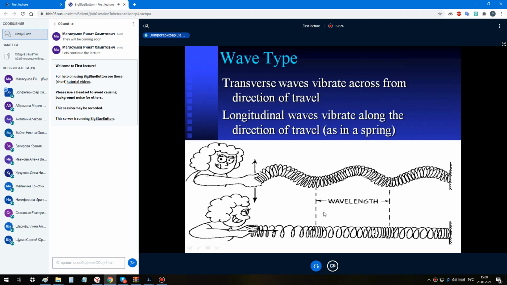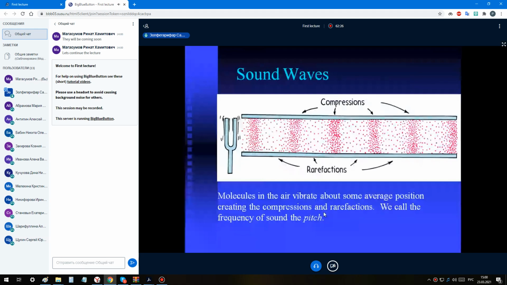Also, you can see the schematic shape of sound waves as compressions and rarefactions in this slide. The molecules in the air vibrate about some average position, creating the compressions and rarefactions. We call the frequency of sound the pitch.